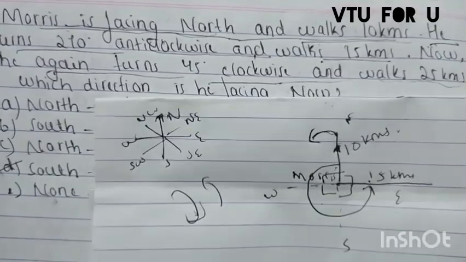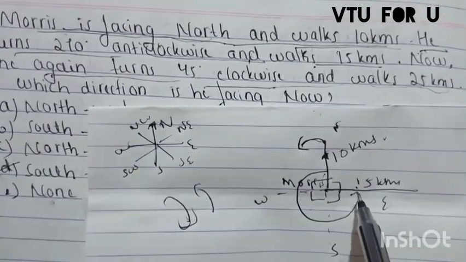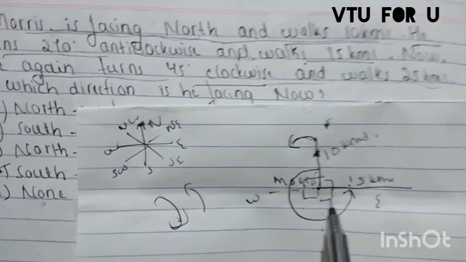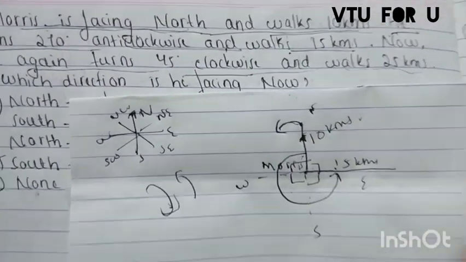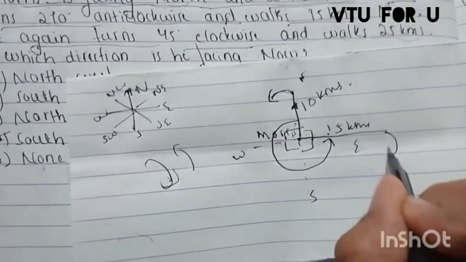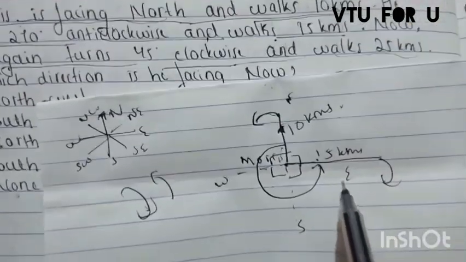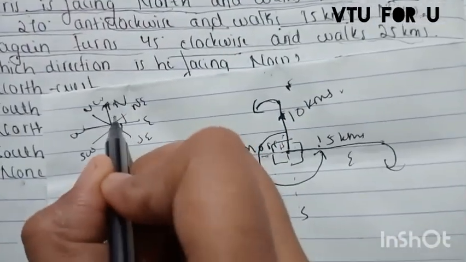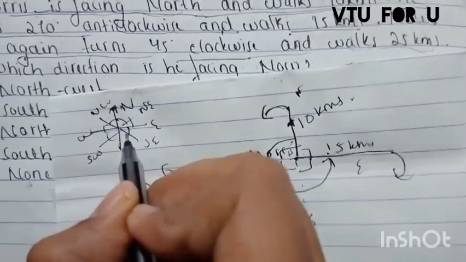25 kilometers. What he does, he again turns 45 degrees, now clockwise. Earlier it was anti-clockwise, now he is going to turn clockwise. So as I said, this is clockwise, this way it is clockwise. He is going to turn how many degrees? 45 degrees. As we all know, these are 45 degree angles.